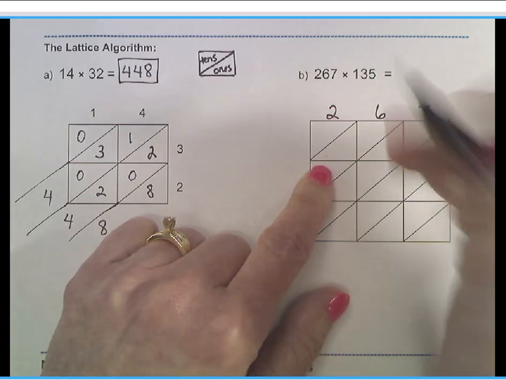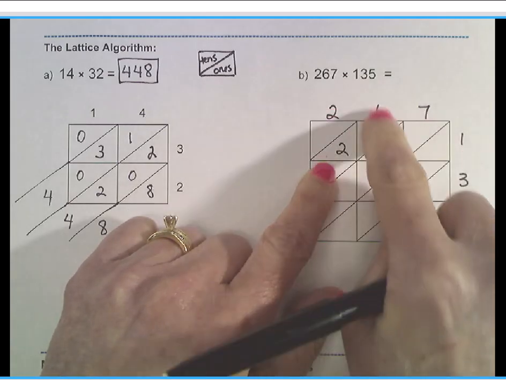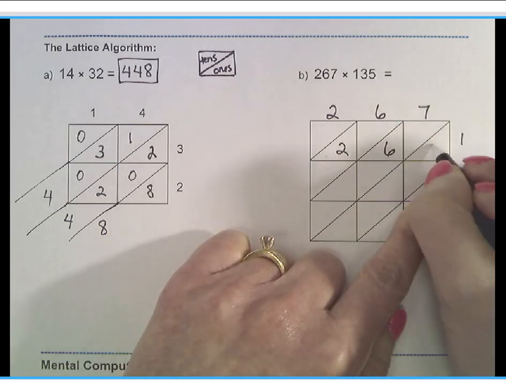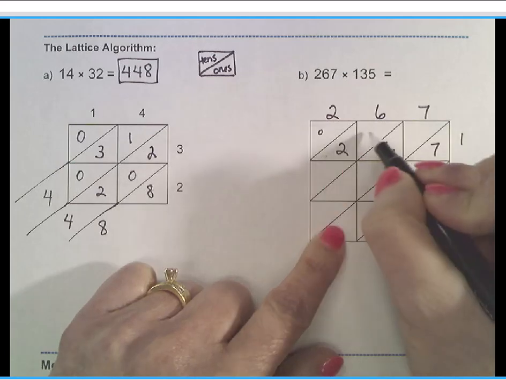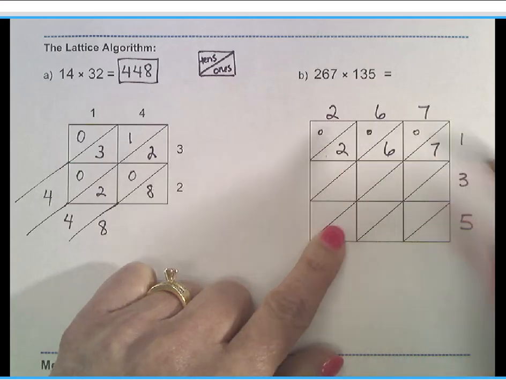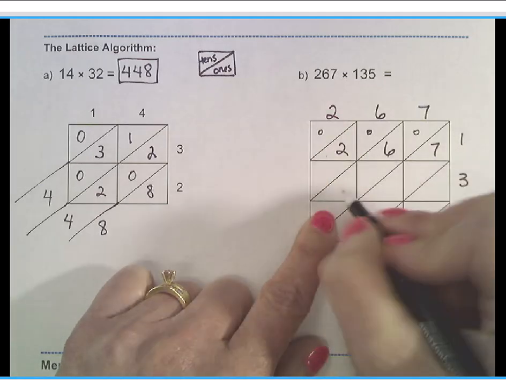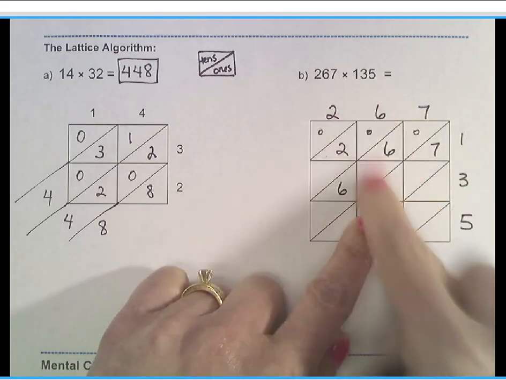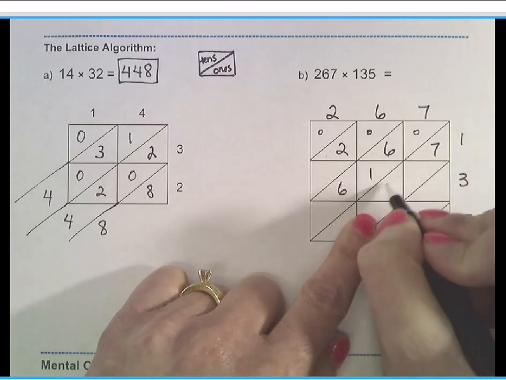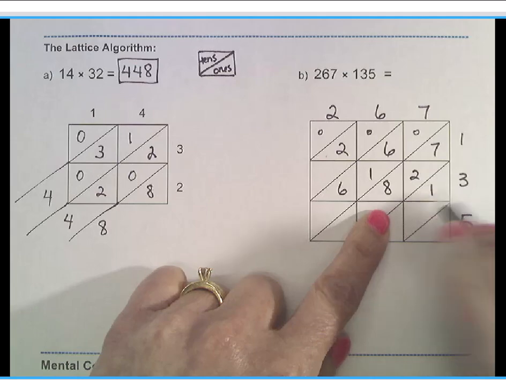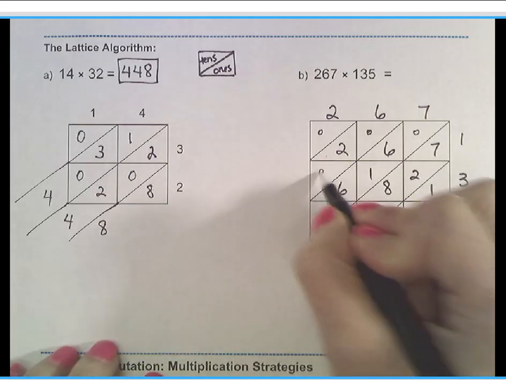So 2 times 1, let's start with the first row. 2 times 1 is 2. 6 times 1 is 6. 7 times 1 is 7. Well, that was easy. And then put zeros in here if you want for the blanks. Second row, 2 times 3 is 6. 6 times 3, oh, that's 18. 7 times 3, that's 21. Put a 0 over here.